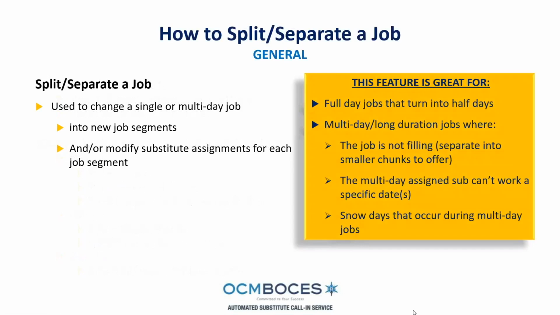For the multi-day assigned sub who can't work a specific day or dates due to a doctor's appointment, you can separate them out for that one date but leave them in the rest of the job for consistency. Then our system will call out to find a replacement for that one particular date. It's also handy for snow days that occur during multi-day jobs. You could separate out the snow day date and indicate that no sub was needed, unassign the sub, and the remainder of the job remains intact with the assigned sub in place.